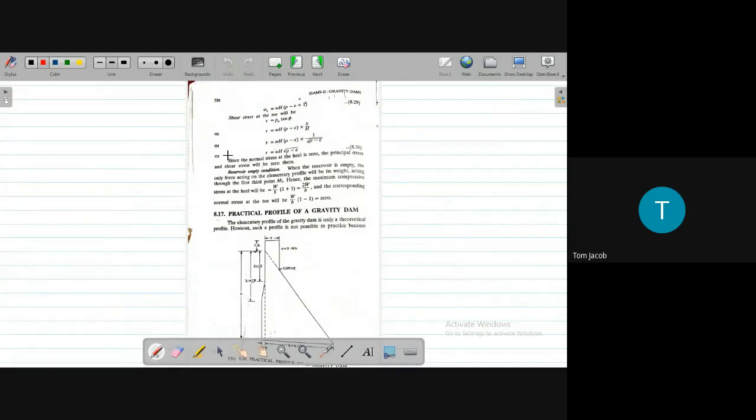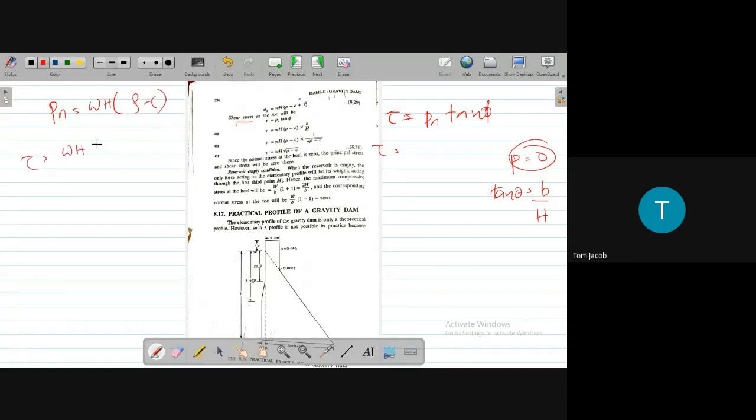Now, next we need to find out the shear stress at tau. We have the equation tau is equal to Pn tan phi, and this is also when P is equal to 0, that is tailwater condition is equal to 0. Critical or worst case, we have shear stress is equal to Pn tan phi. And tan phi we have written earlier, tan phi is equal to B by H from elementary profile. So we have tau is equal to Pn. Pn we have found earlier, Pn is WH into rho minus C. Therefore, we have tau is equal to WH into rho minus C multiplied by B by H.